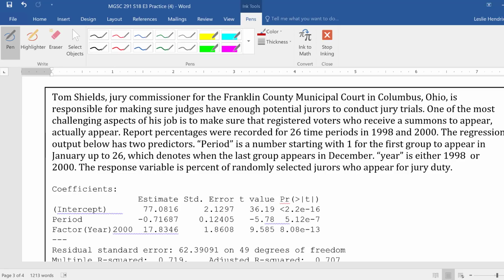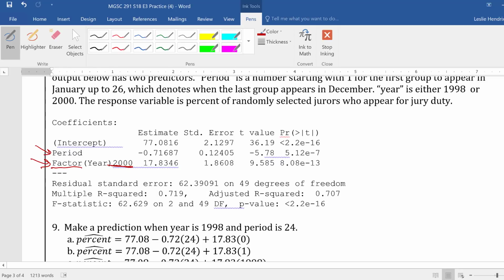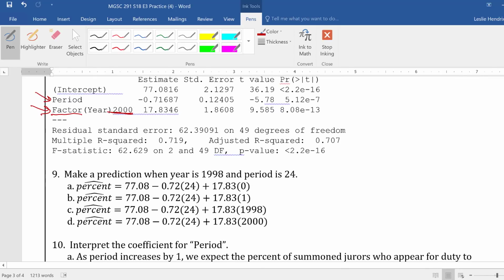So let's pay attention to our regression output. Notice that we've got a coefficient for period, negative 0.71687, and we've got a coefficient for year, but what makes this special? Notice that we used the factor function when we ran this regression. That means that year is being treated as a categorical variable. The 2000 sitting here tells you that 2000 would be a 1 plugged into our regression equation, and a 0 would indicate that you're in 1998. So I either have that in the output for you to be able to tell that, or say it somewhere in the blurb.